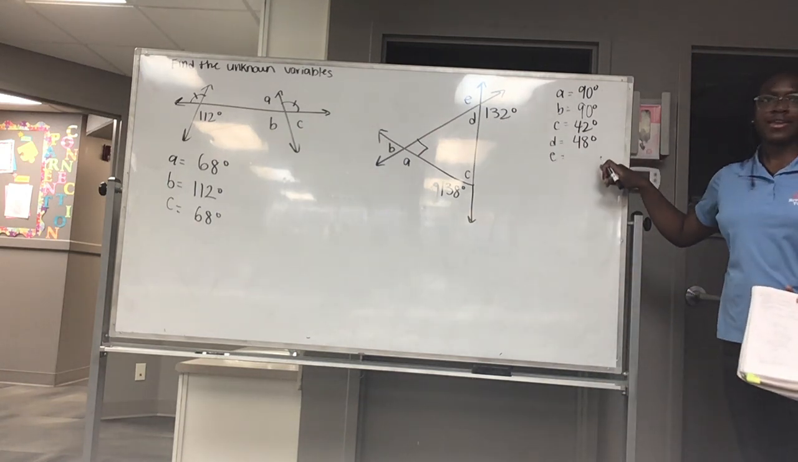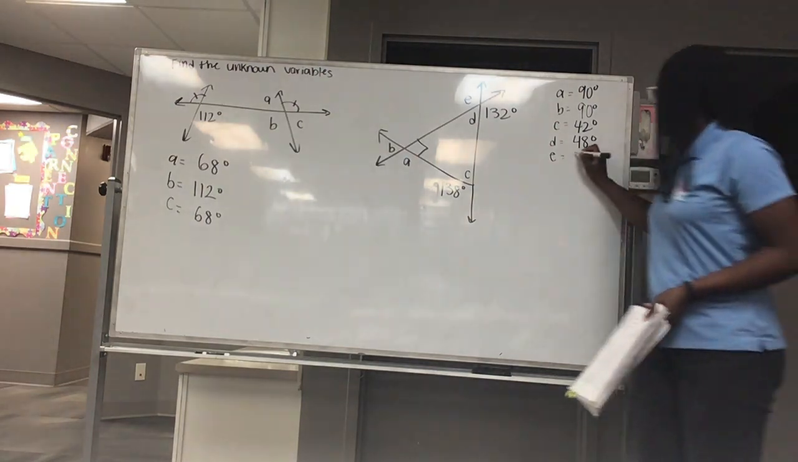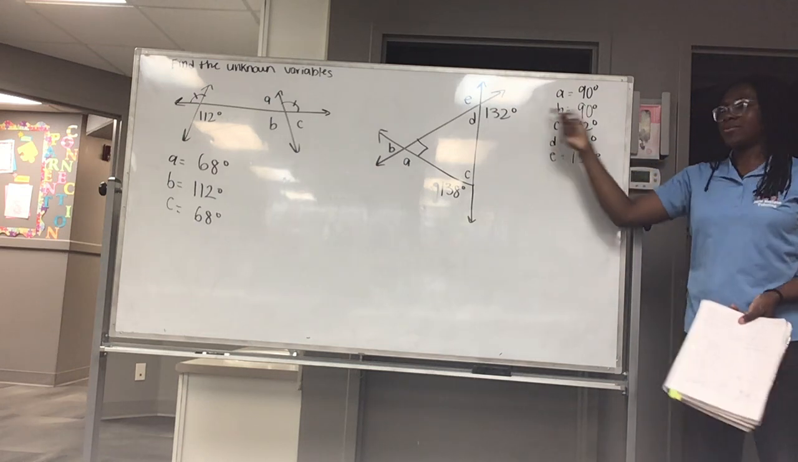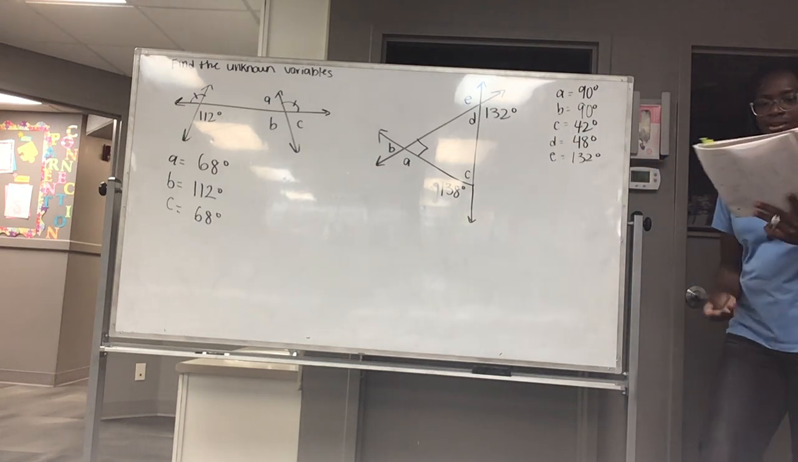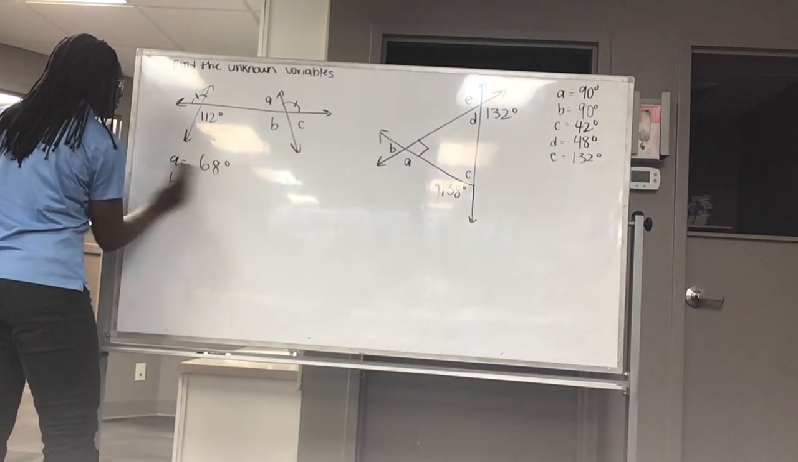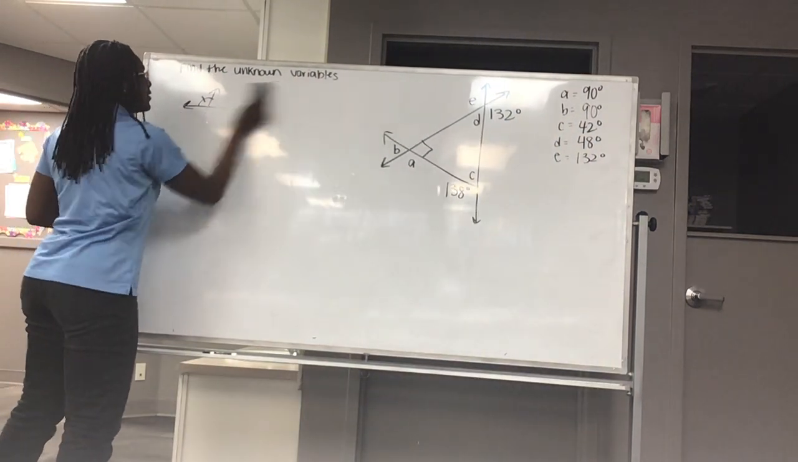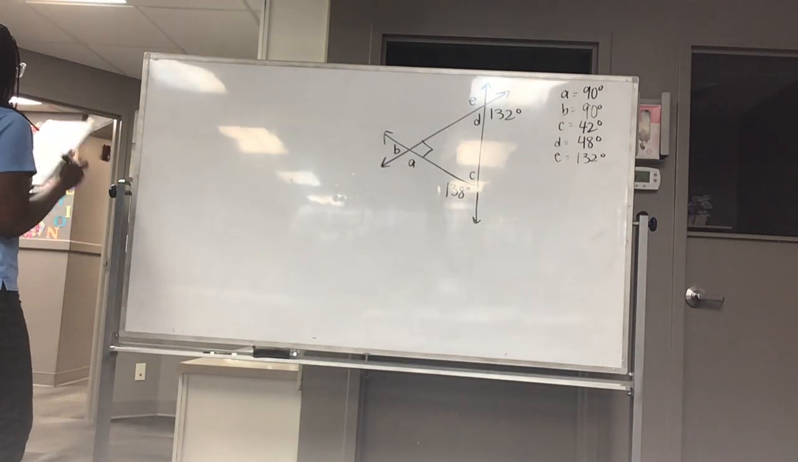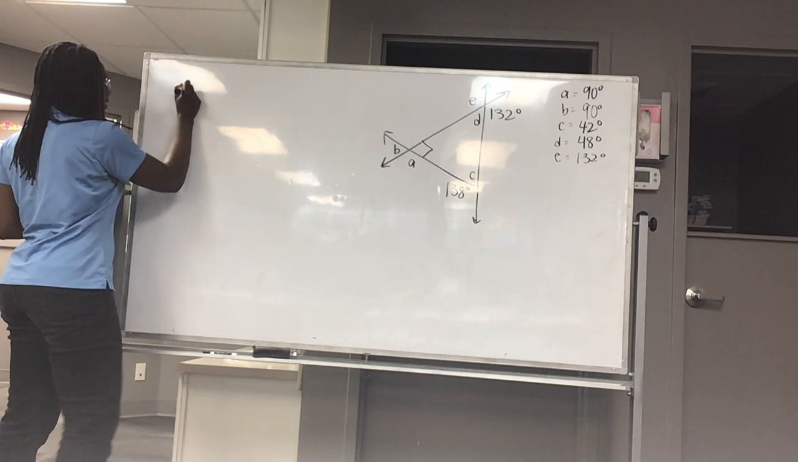And then what about E? 132. And so for that one, it's because it's a vertical angle with the one that they told us about. Okay, good job. Let me erase this over here. So now another one, kind of what we've been talking about. I'm going to throw in some variables though.